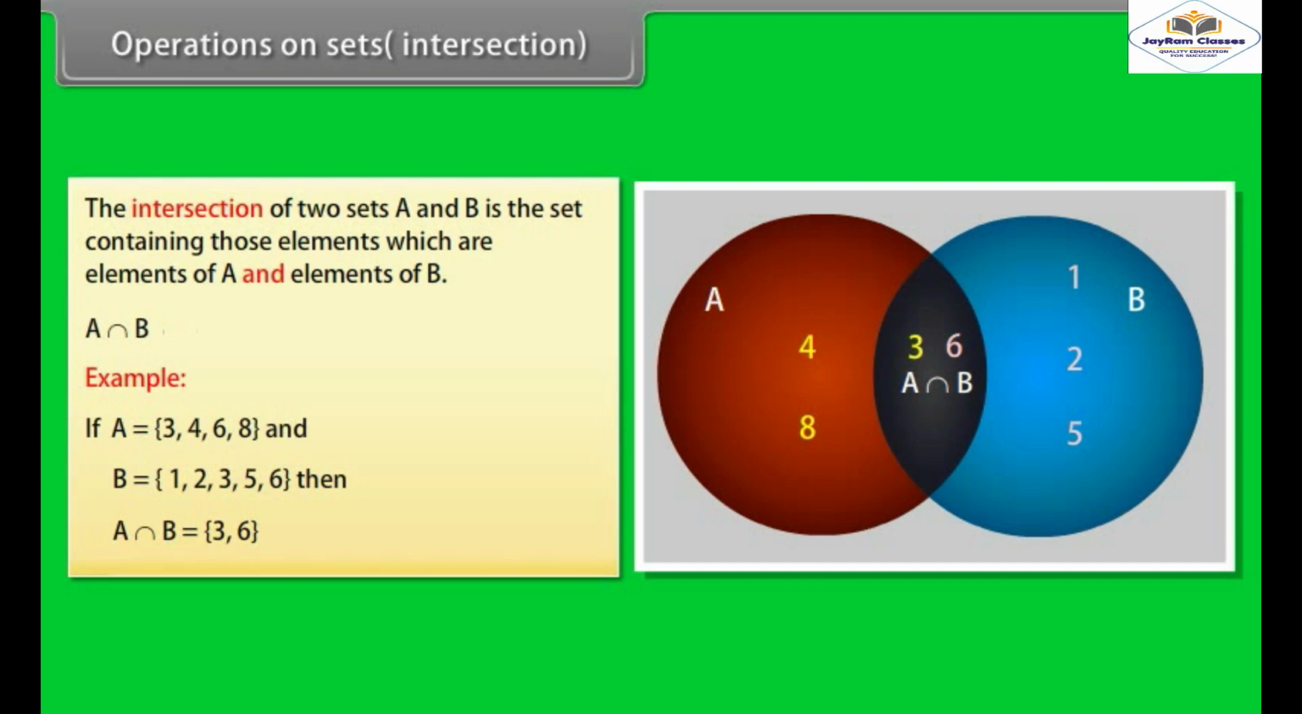Look at this diagram now. This dark portion indicates A intersection B.